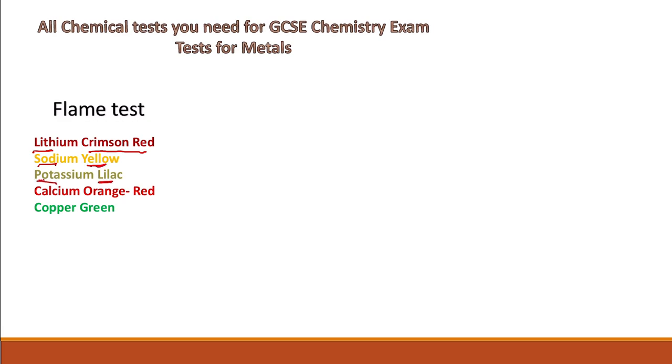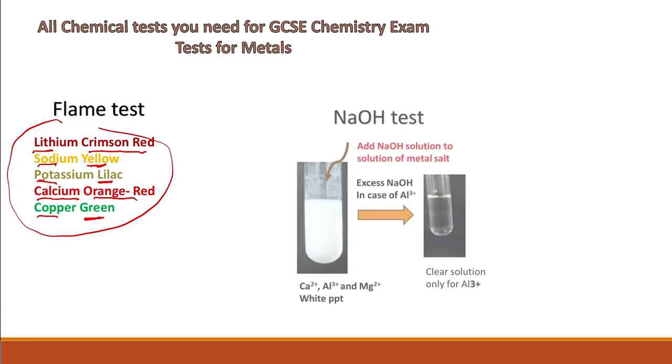Potassium will give you lilac flame. And calcium will give you orange red. And copper will give you green. You need to memorize these colors.